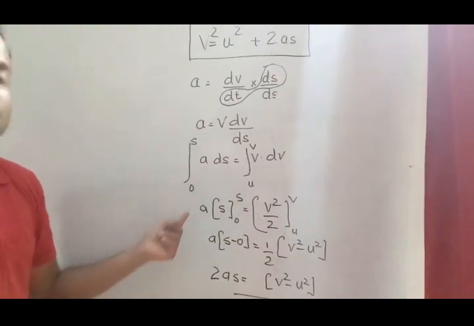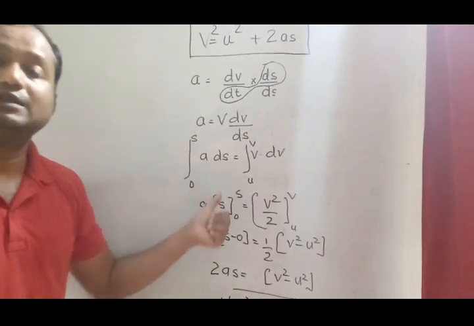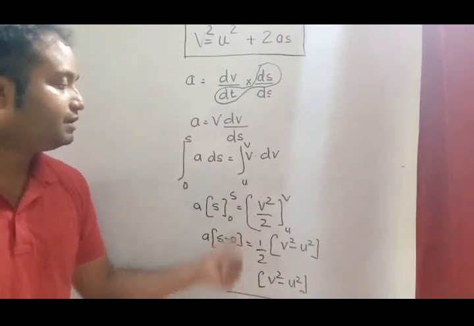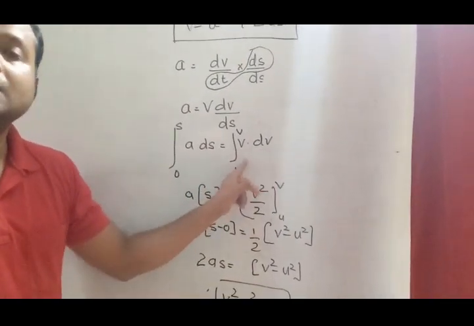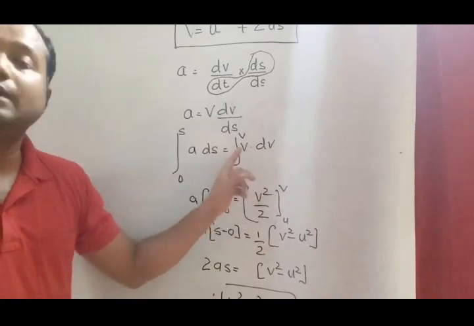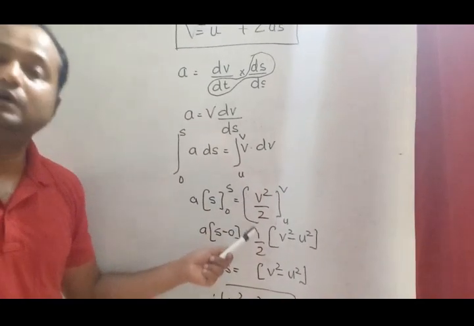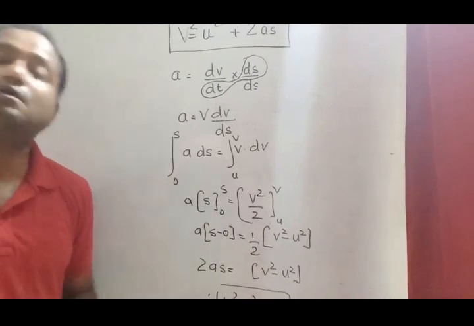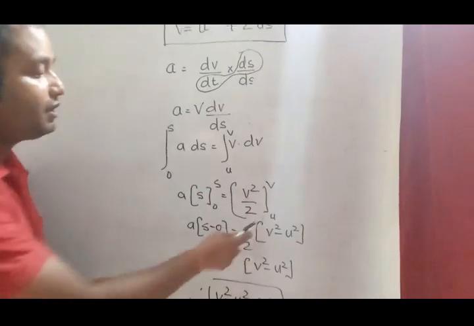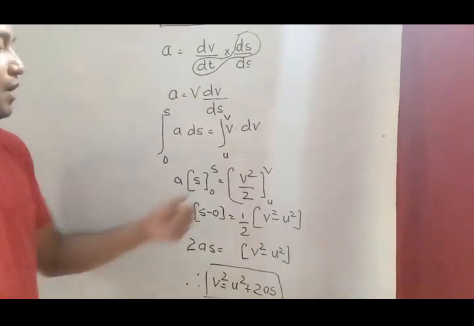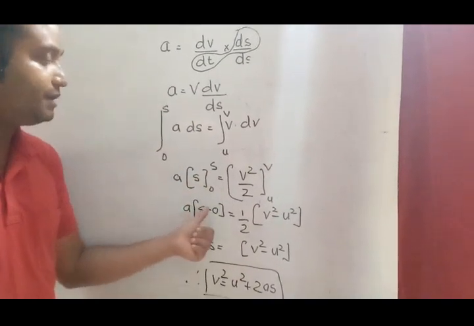a is a constant, remains as such, integration of ds is S. Putting limits, over here this is v dv. Applying the formula for integration, it becomes v squared upon 2. The formula, as I told you, has already been explained in part one. Putting limits u to v. Applying limits, upper limit minus lower limit.